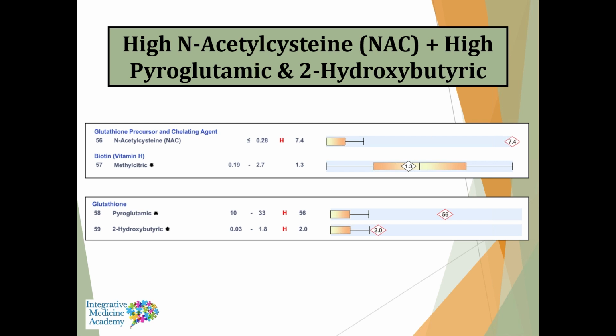Well, probably the most common reason it could be high is if somebody was taking N-acetylcysteine supplementation. If they're taking the supplement when they do the test, then the marker could be elevated. But in this scenario, we see N-acetylcysteine high at the same time as pyroglutamic and 2-hydroxybutyric elevated, so it's possible that we're not getting conversion of N-acetylcysteine to create glutathione, because we know that N-acetylcysteine is a precursor to glutathione production.